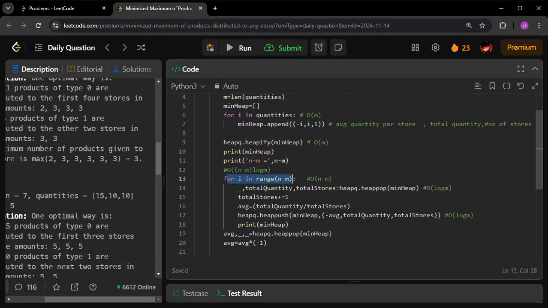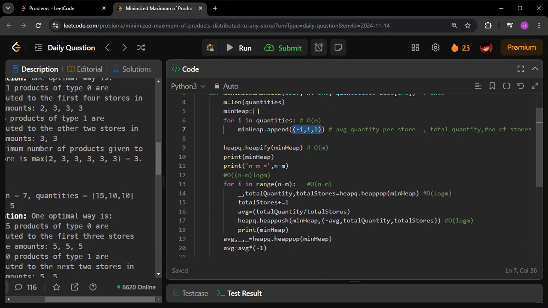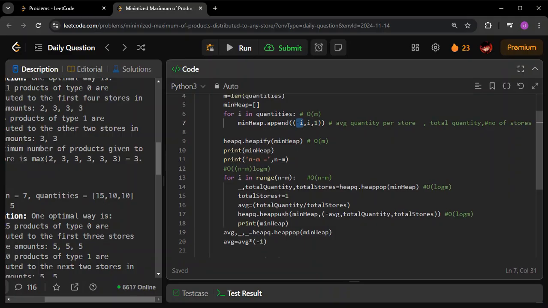So what I'm doing is popping out, among these elements, the one having the highest average. Remember, in a heap, the sorting happens based on the first value. So whichever element has the highest first value will be sorted, and then the one having the minimum value will be popped out.